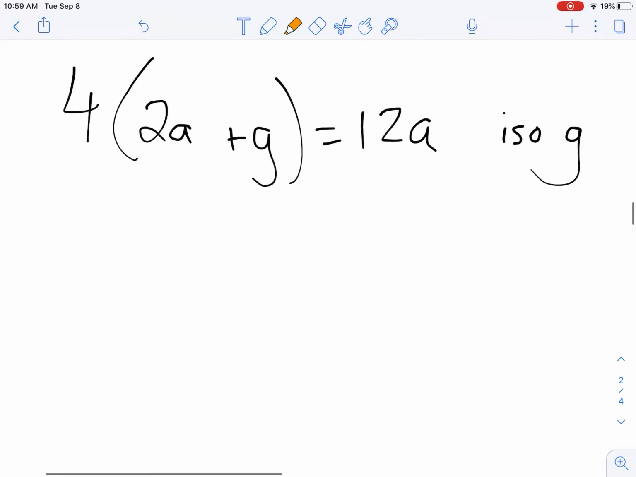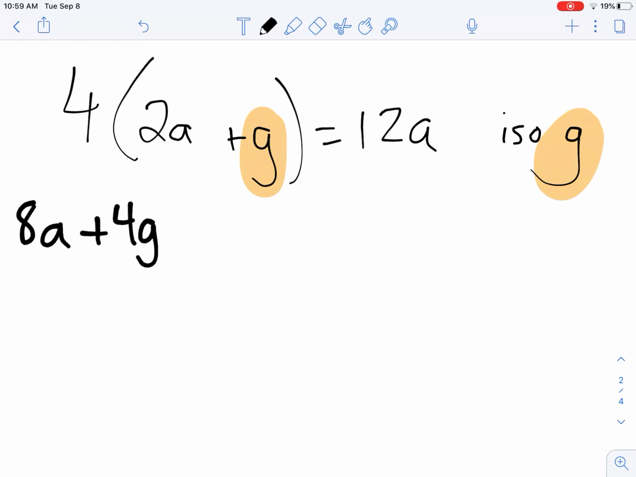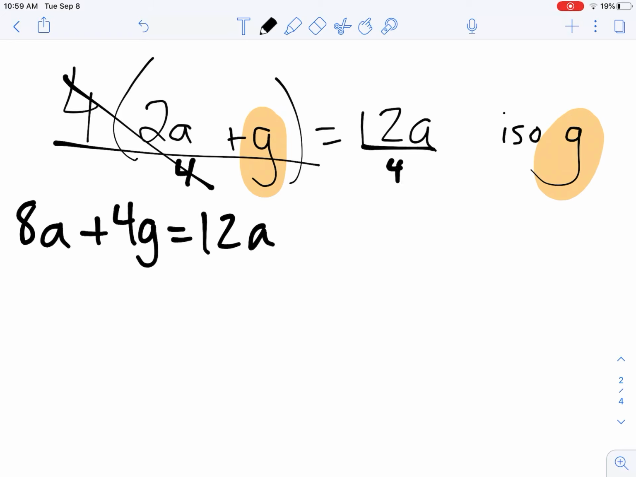Okay, so I need to isolate G. So here's my G. All right, my G is stuck inside parentheses though, so I gotta get rid of those parentheses. I have two options at this point. I could distribute my 4 and get 8a plus 4g. A lot of you guys might like that. I could also just divide everything by 4. So this will cancel, and I divide this by 4. So I'll get 2a plus g equals 3a.